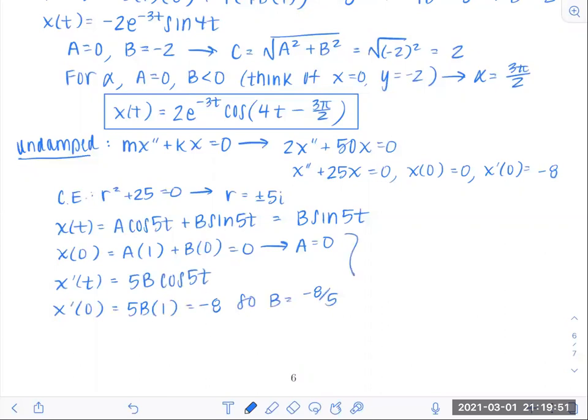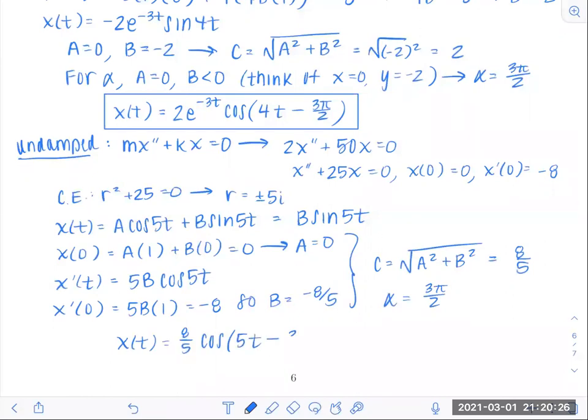Kind of a similar situation here. C is the square root of a squared plus b squared. That just makes C into the positive b value, so 8/5. And then here again, we're going to get alpha equals 3 pi halves because we have 0 for a and a negative b. We're down on the negative y-axis. And so our condensed x of t function is going to be 8/5 cosine of, we keep that same 5t inside, but we're shifting it 3 pi halves. So here is our solution for undamped motion.